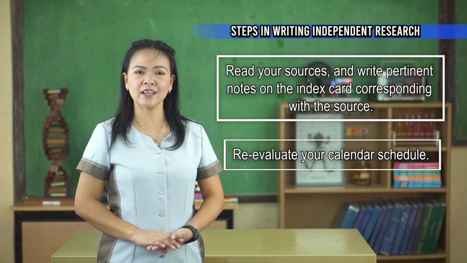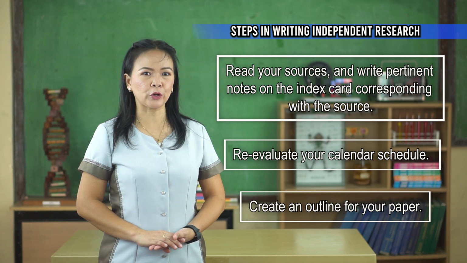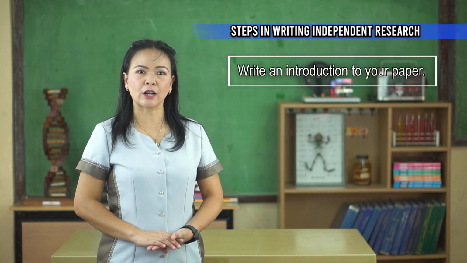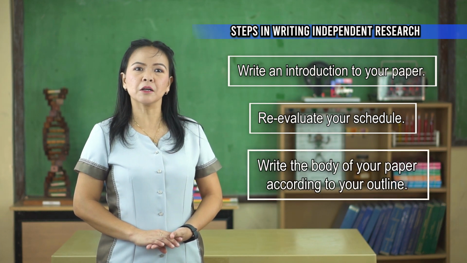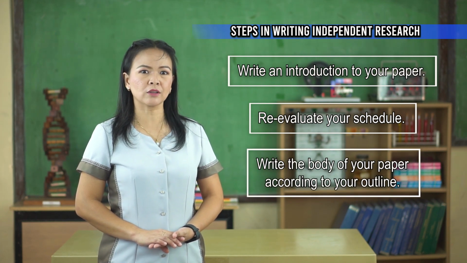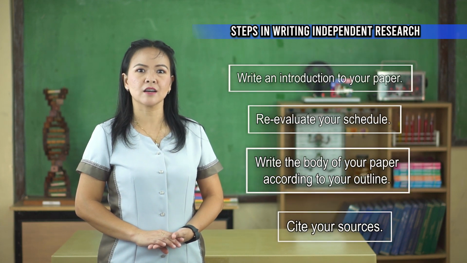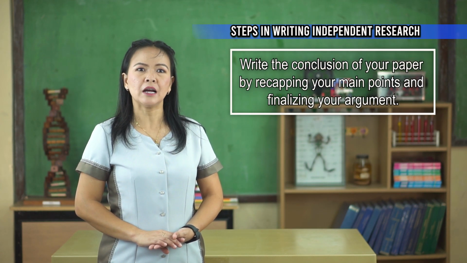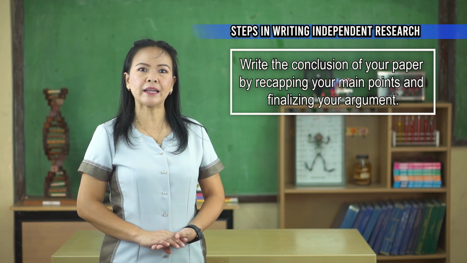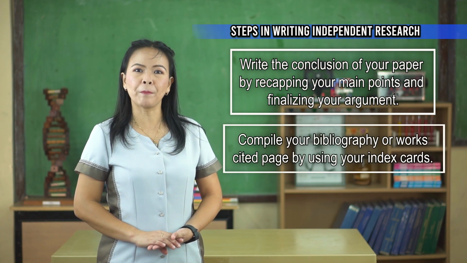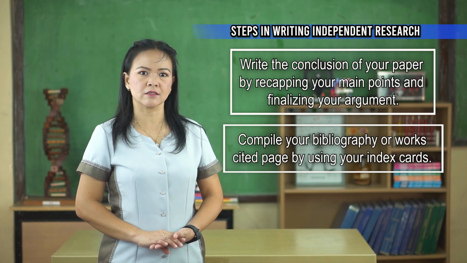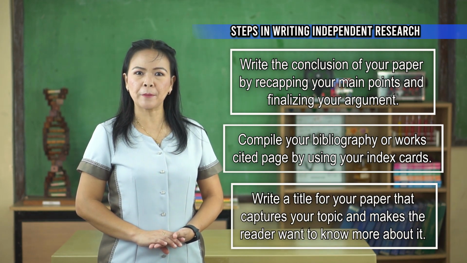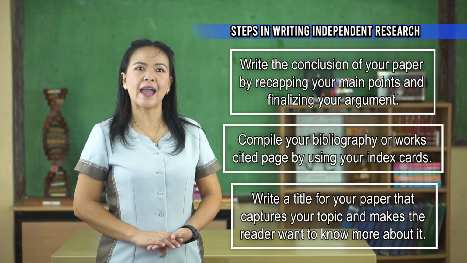Reevaluate your calendar schedule. Create an outline for your paper. Write an introduction to your paper. Reevaluate your schedule. Write the body of your paper according to your outline. Cite your sources. Write the conclusion of your paper by recapping your main points and finalizing your argument. Compile your bibliography or works cited page by using your index cards. Write a title for your paper that captures your topic and makes the reader want to know more about it.